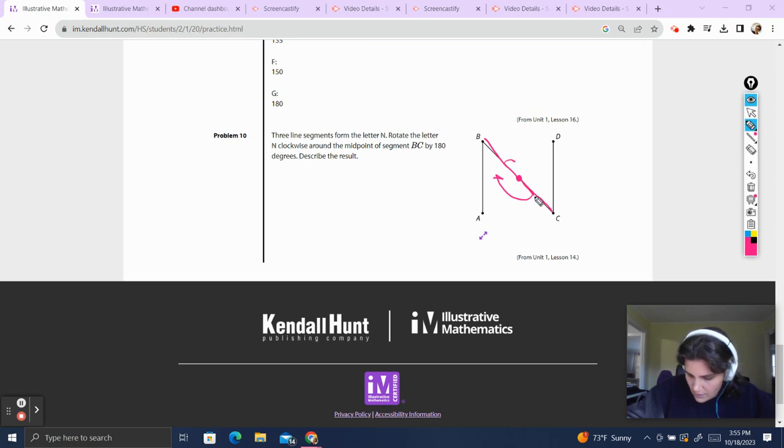This segment is going to go over here. And I believe the N is going to line up exactly on top of itself. I would pull out a piece of tracing paper to verify that. But as you can see, C is going to go to C, A is going to get dragged to D, and this point is going to stay right in the middle.